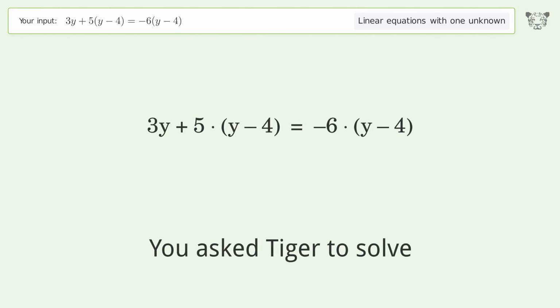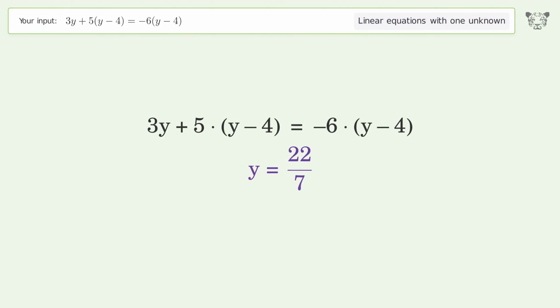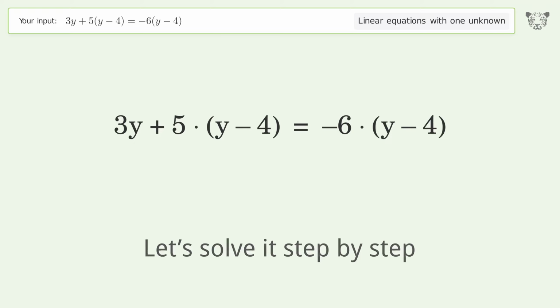You ask Tiger to solve. This deals with linear equations with one unknown. The final result is y equals 22/7. Let's solve it step by step.